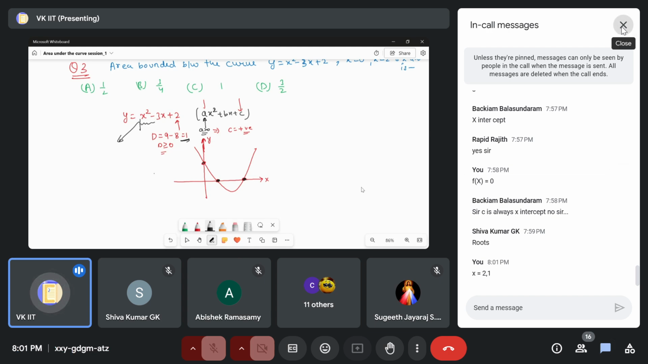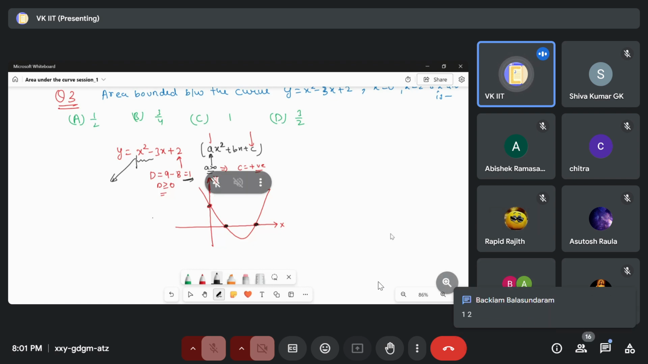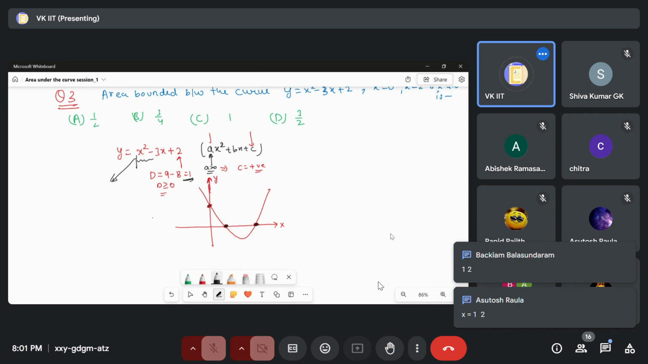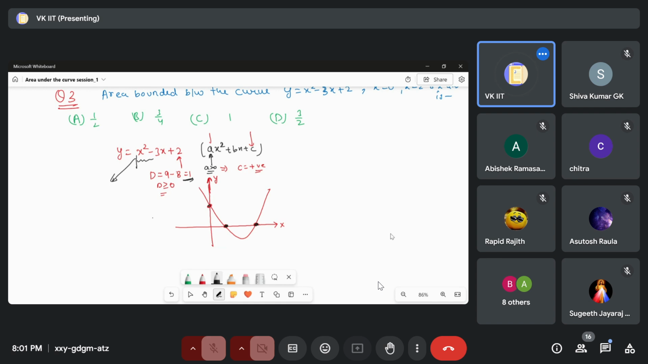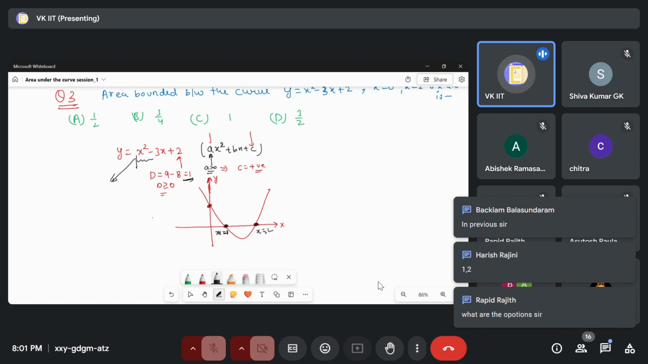Sir, C is always an x-intercept. No, C is the y-intercept, because when we put x equal to 0, we will get y equal to C only. Aruna? Okay. So 1 comma 2, exactly. 1 comma 2 will be the roots. So this is x equal to 1 and this is x equal to 2.